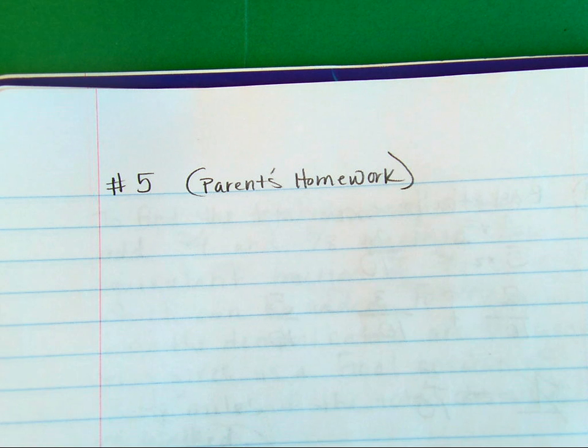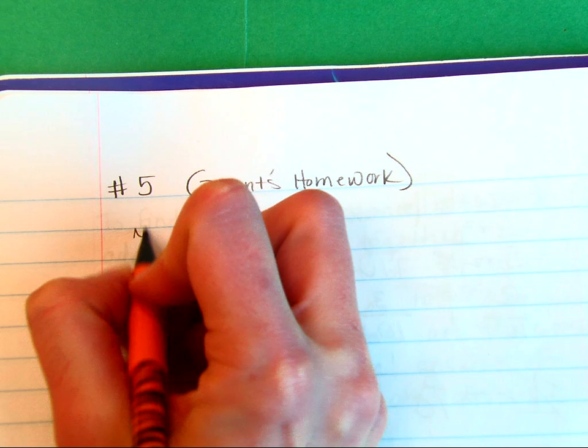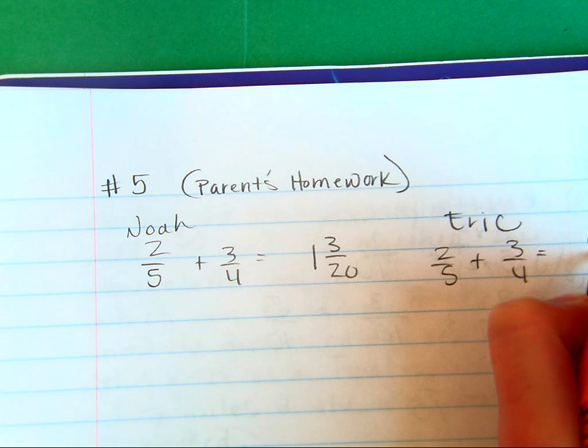Number 5, Noah solves the problem 2/5 plus 3/5. He says the answer is 1 1/3. And Eric argues that 2/5 plus 3/4 equals 5/9. Your job is to determine which student is correct and justify your answer.